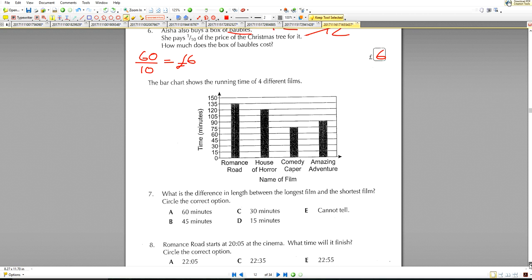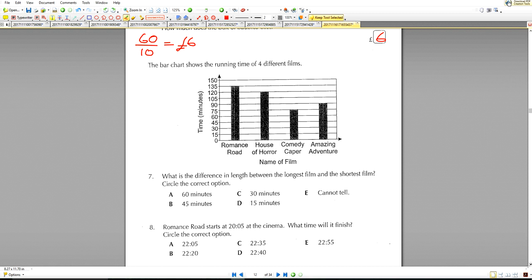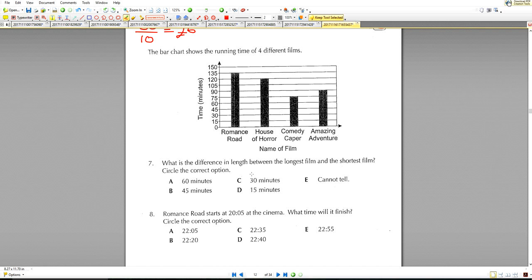So question number 7, the bar chart shows the running time of 4 different films. What is the difference in length between the longest film and the shortest one? Well, the longest one is going to be the one with the tallest bar of the bar chart, which is 135 minutes. And the shortest movie is going to be the one with the shortest bar. It should be 75 minutes. So we need to work out the difference between 135 and 75.